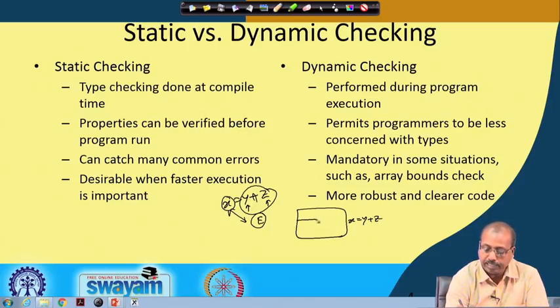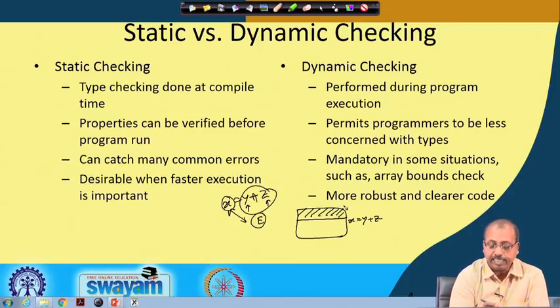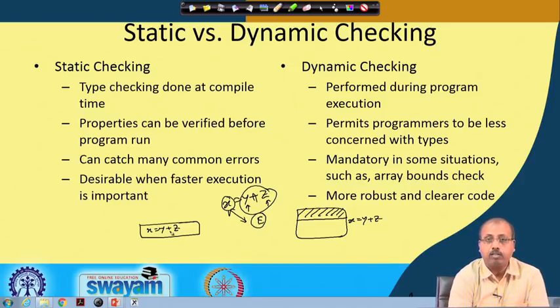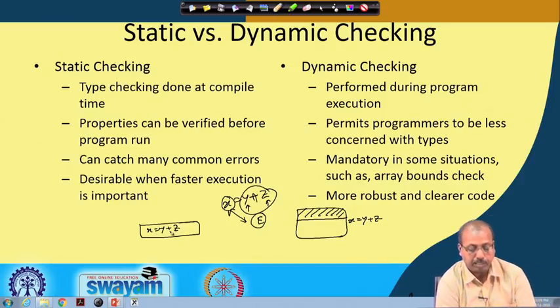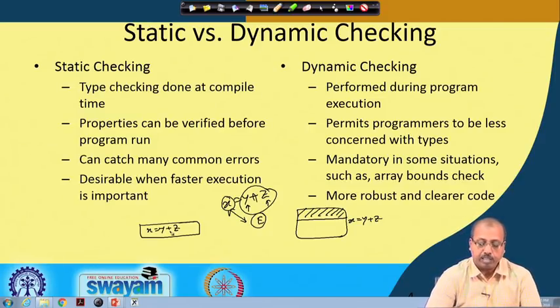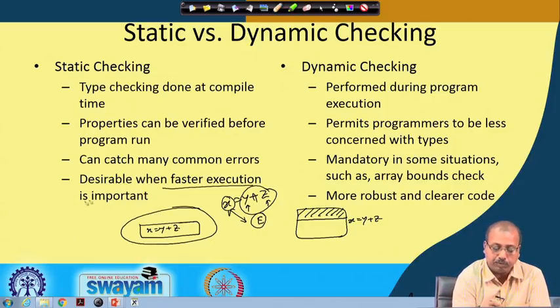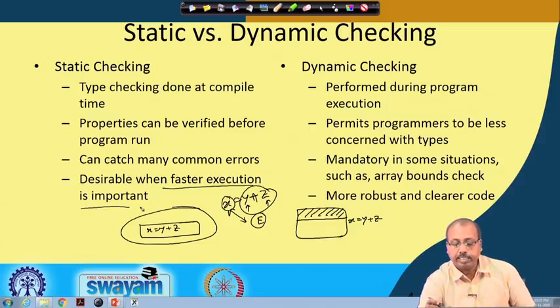So, in the code that I have for this x equal to y plus z, a part of it is dedicated to doing these checks, whereas with static checking I will not have that. I will only have the code which does x equal to y plus z, knowing fully well that the compiler has statically checked the types of x, y and z and found that they are okay. So, you see that static checking is desirable, because it can lead to faster execution, whereas with dynamic checking the execution will be slow, but it will be more robust and the code is clear.